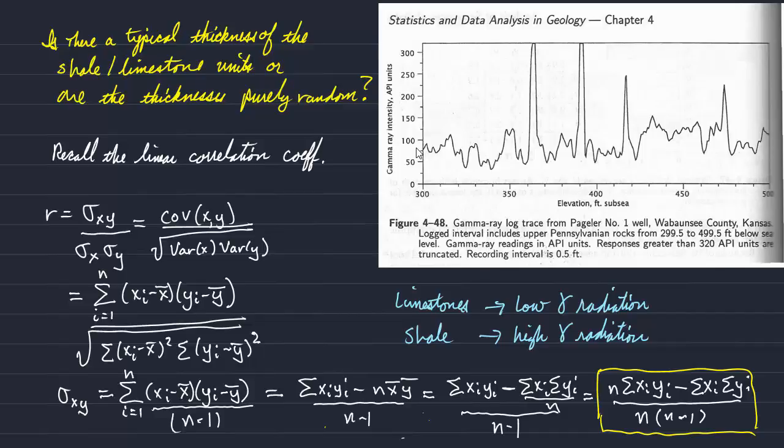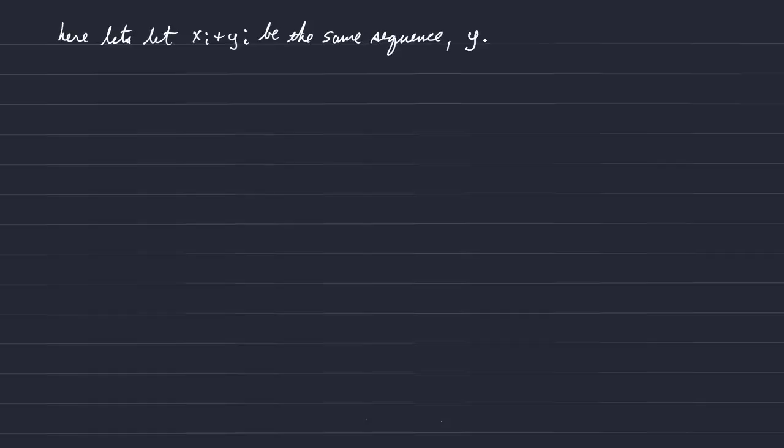Now, to see if there's any cyclicity or any patterns of repetition in our data set, let's just consider the covariance of this single data set with itself. So in other words, let x and y be the same data set, and we'll just call that sequence y. And so the numerator of our correlation coefficient simply becomes the covariance of y with itself.